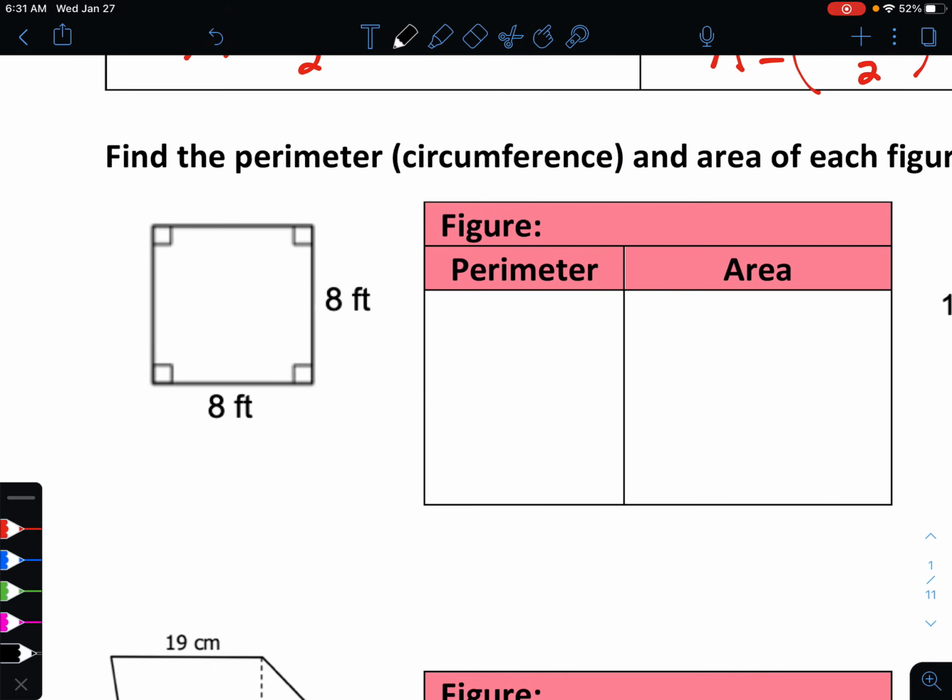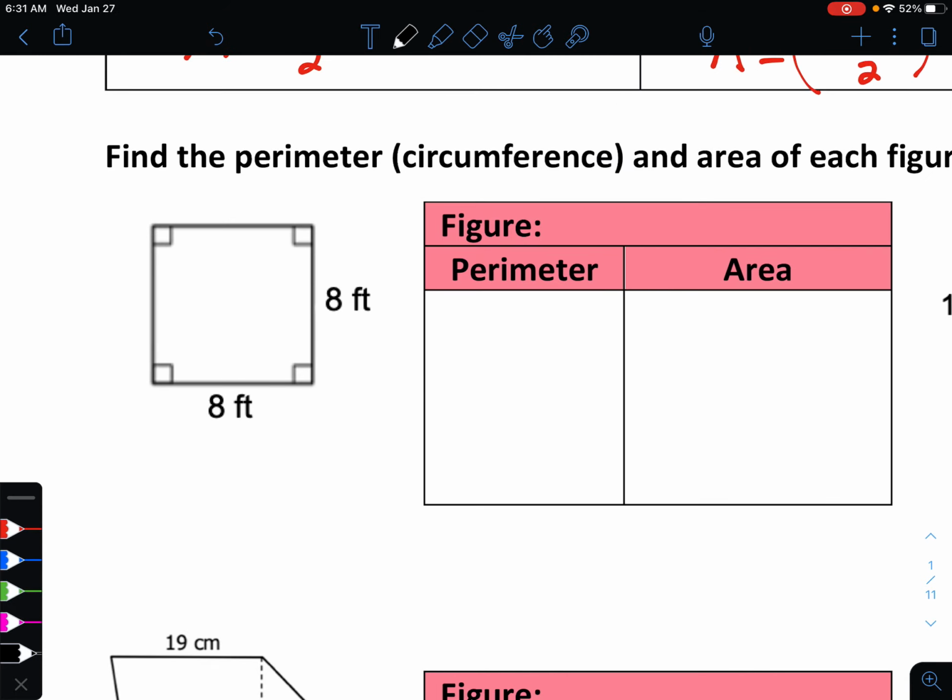So for the perimeter, we just add up all of the sides. Now for a square, all of the sides must be equal to each other. So the perimeter would be adding 8 to itself 4 times. So 8 plus 8 plus 8 plus 8. And when you add all those together, you end up with 32. So your perimeter for the figure is 32.